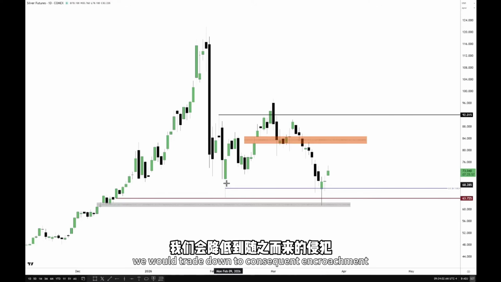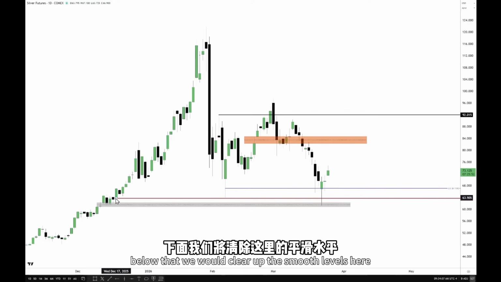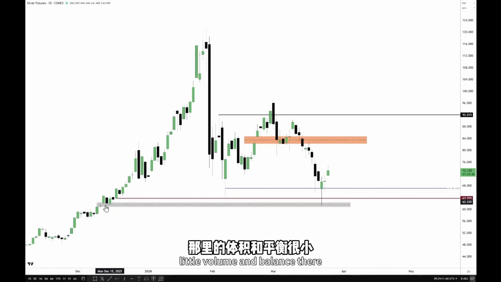I mentioned that we would trade down to consequent encroachment. And if we got below that, we would clear up the smooth levels here and eventually go down into that little volume imbalance there.